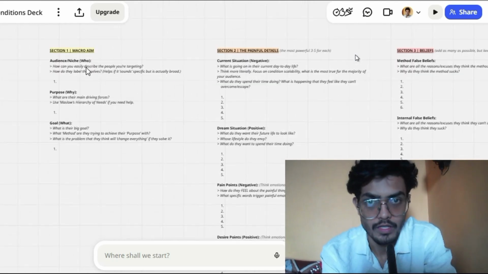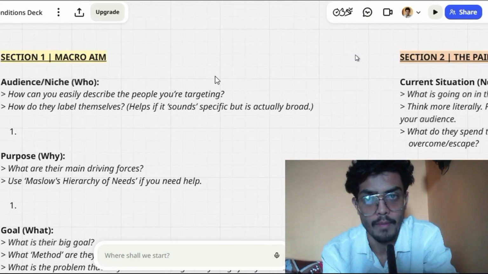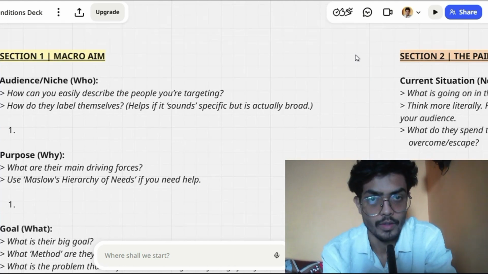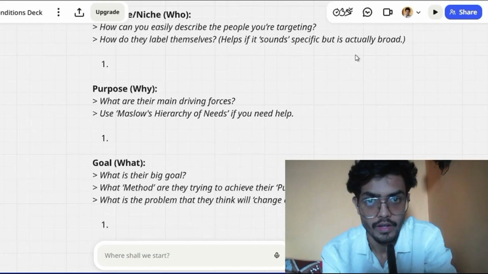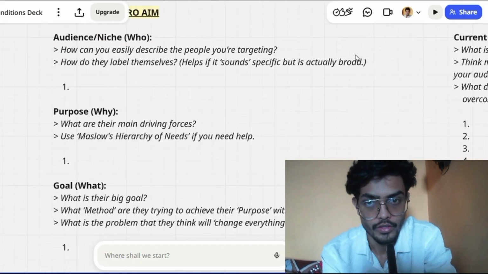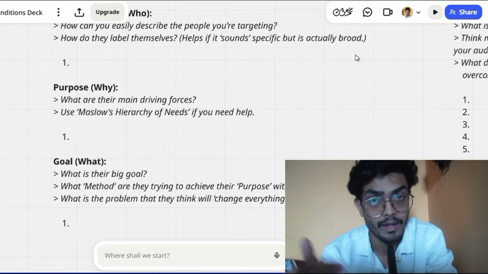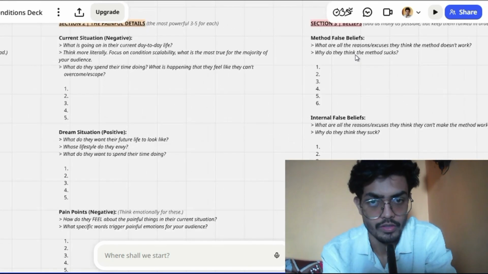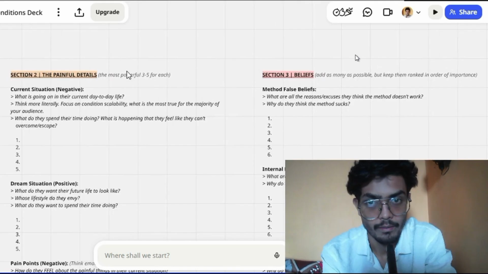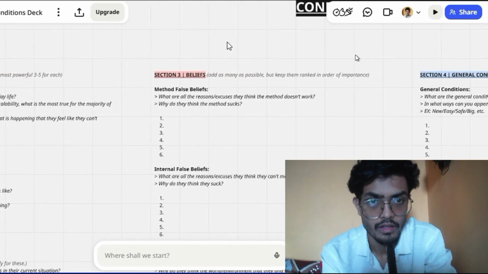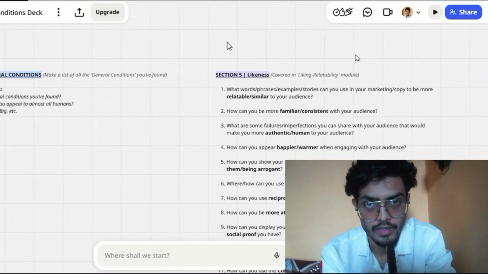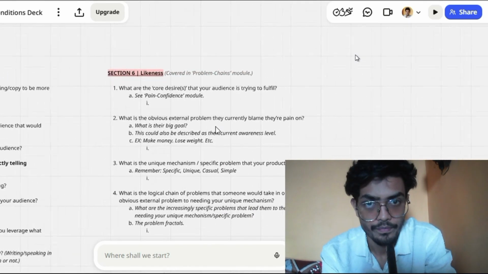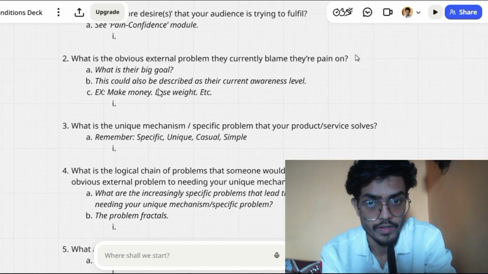Essentially, what specific conditions means is you need to know the macro aim of your audience, like how can you easily describe the people you're targeting? How do they label themselves? Your audience, your niche, their purpose. What are their main driving forces, their goal, all of that. I'm just going through an overview: their painful details, their beliefs, their general conditions, their likeness, and also what their core desires are, and all of that.